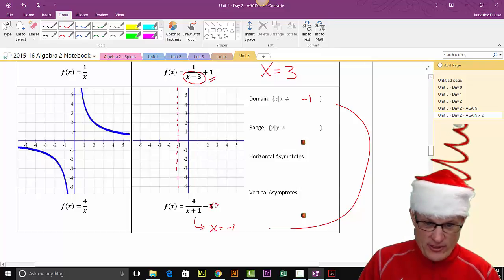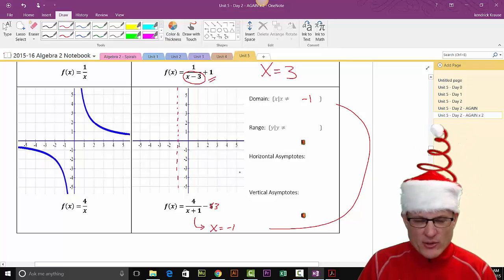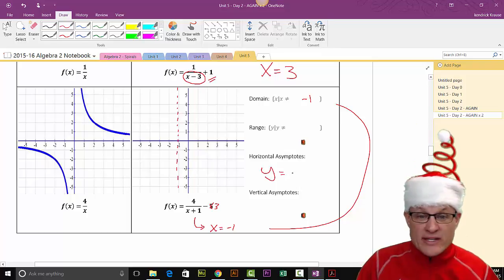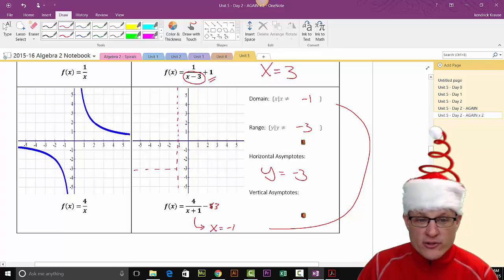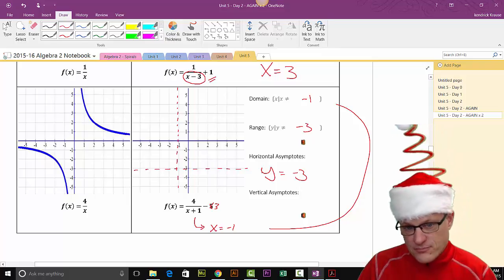And I'm actually going to change this to 3 because 5 is too annoying. You'll see why in a moment. And my horizontal asymptote is going to be y equals negative 3. Therefore, y can't equal negative 3.